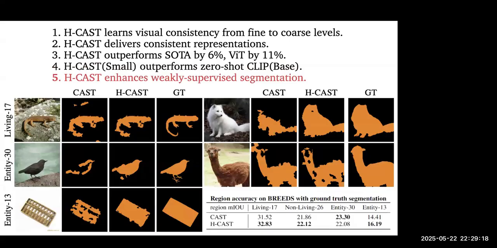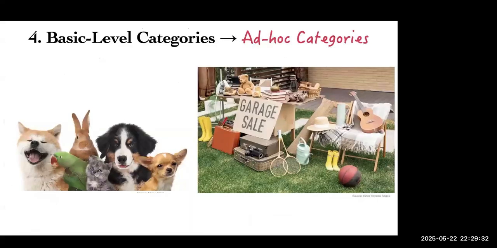And then because we put multiple levels of semantic supervision on the classification, compared to our last year's version with single level classification, we also improve weakly supervised segmentation. So that's my third work.